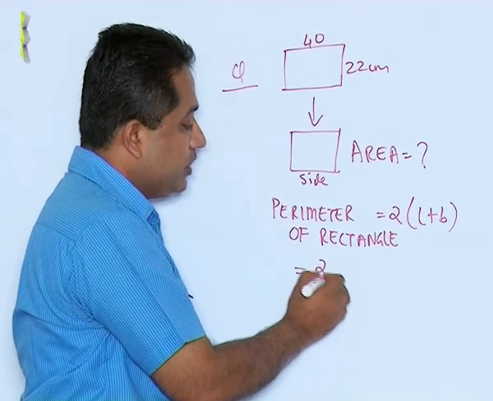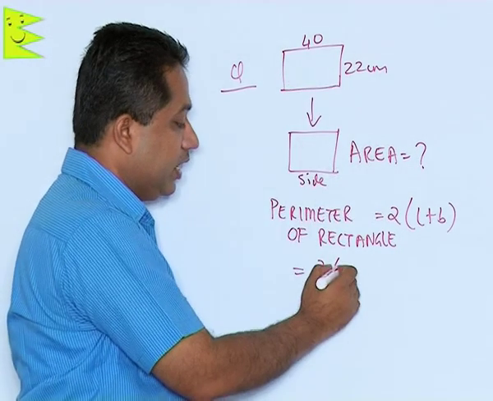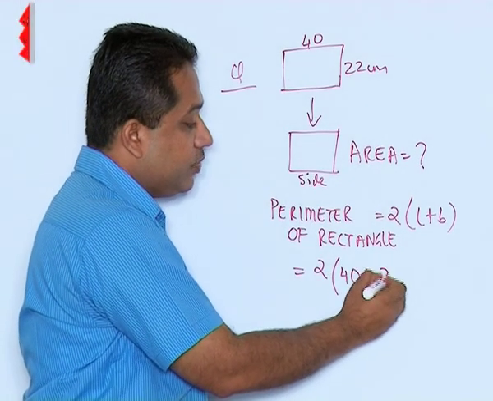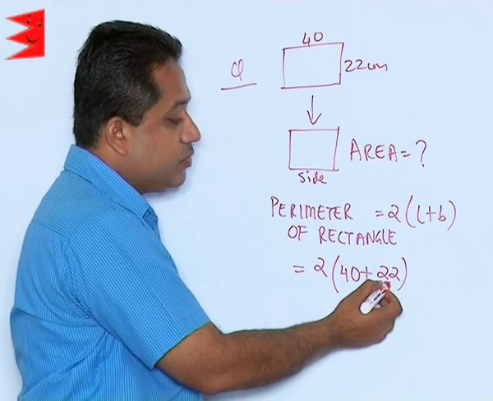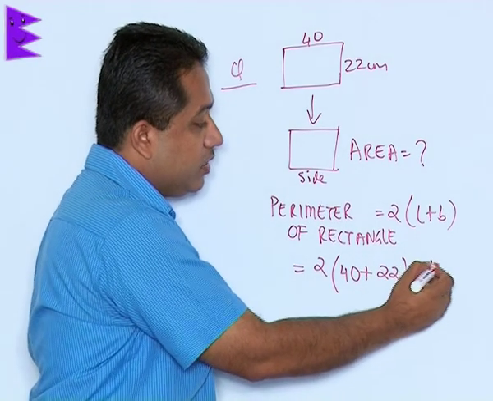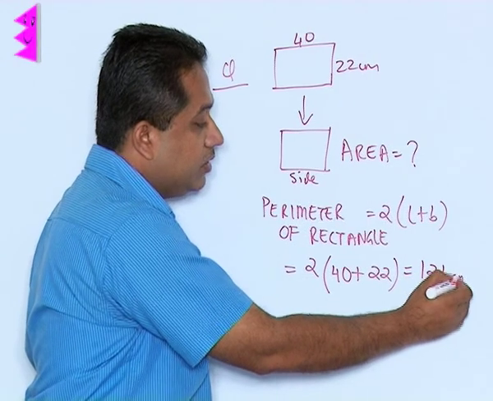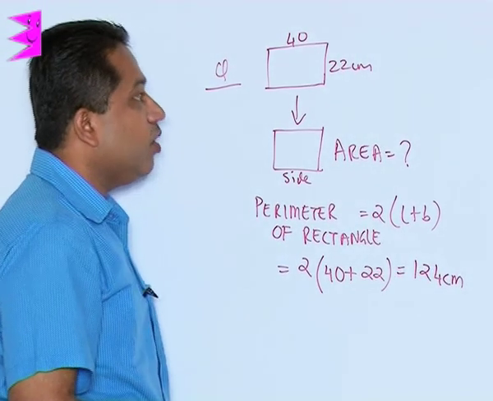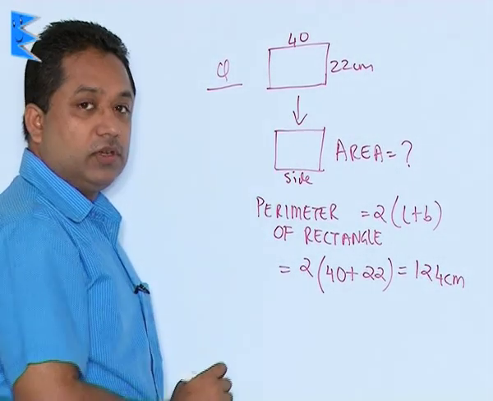So, this implies 2 into length is 40 and the breadth is 22. So, 40 plus 22 we get 62. 62 into 2 we are going to get 124 centimeter. So, we can say the perimeter of the rectangle is 124.